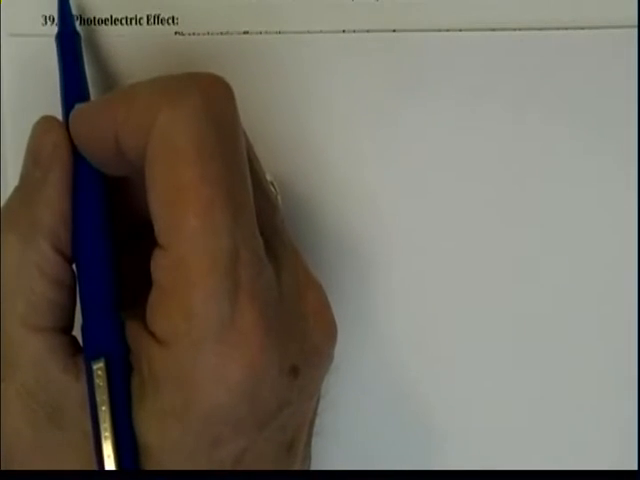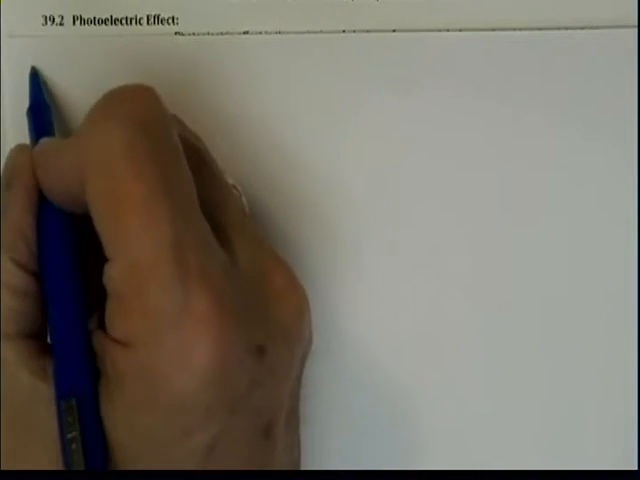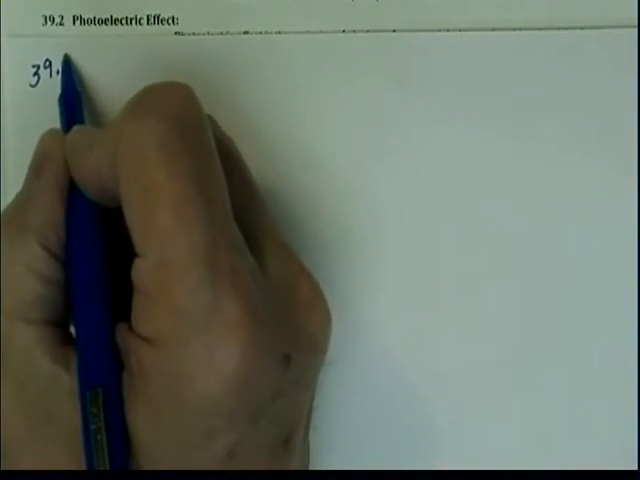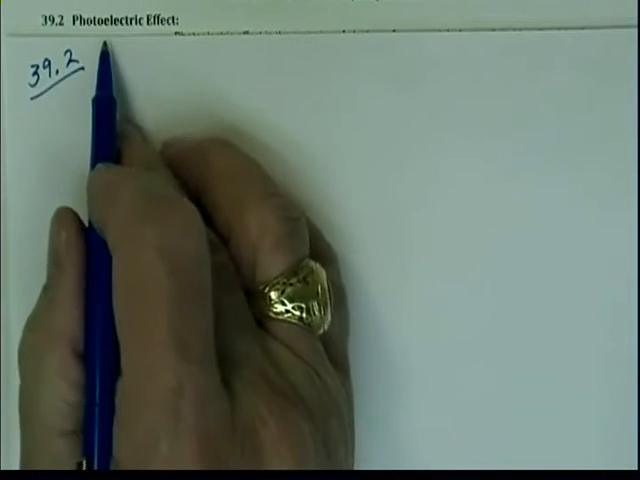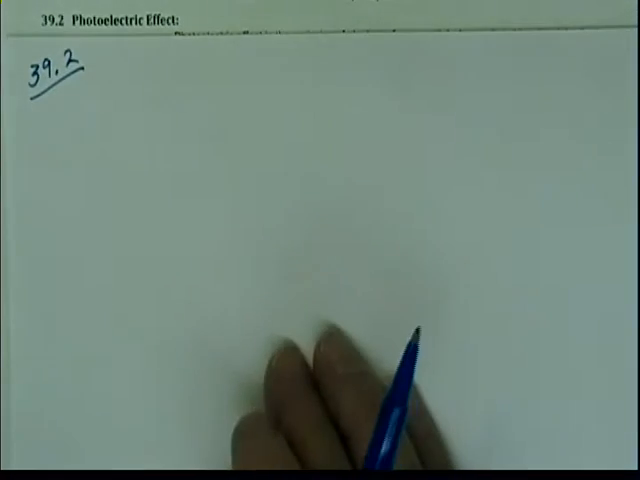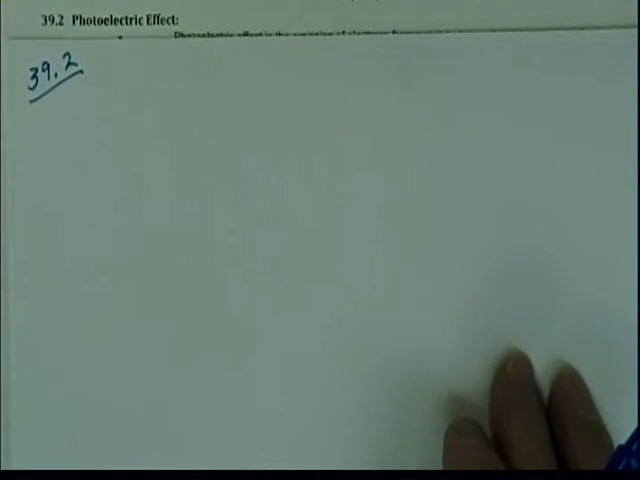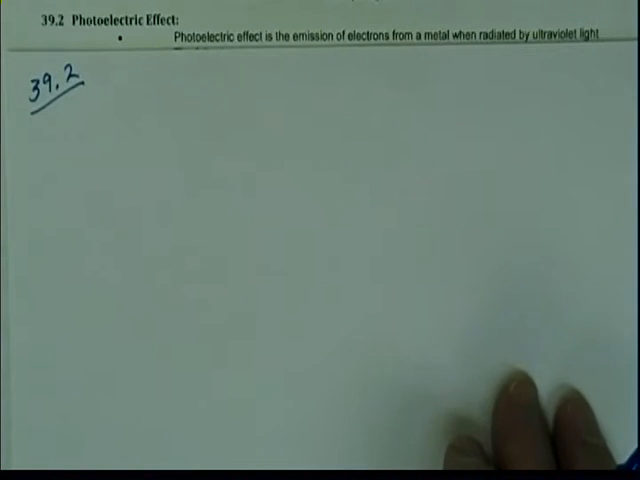We have just started our chapter on quantum theory and atomic theory, and we just finished cavity radiation in section 39.1. We're now going to look at section 39.2, what is called the photoelectric effect. Now, what is the photoelectric effect?